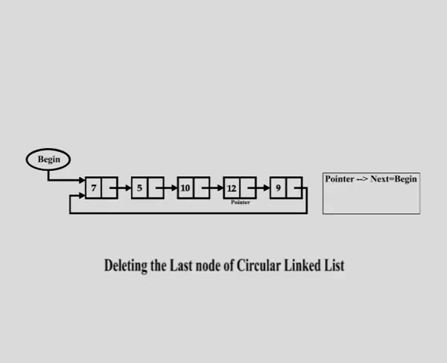Similarly, to delete the last node of circular linked list, we need to change the address in next part of second last node. Here, the address of second last node is pointer. Therefore, the next part of node 12 will have address of first node, that is pointer's next is equal to begin.